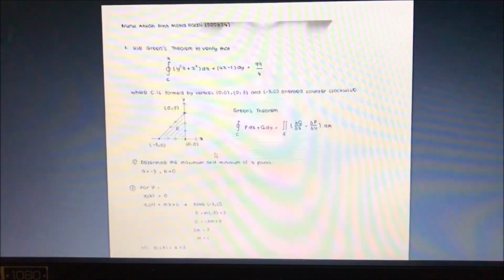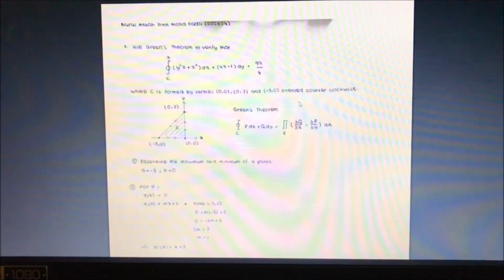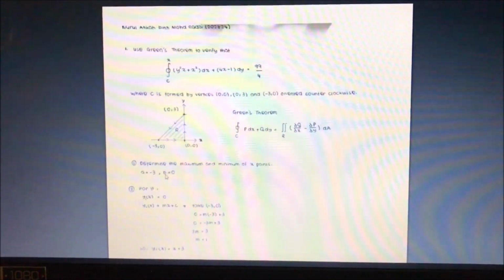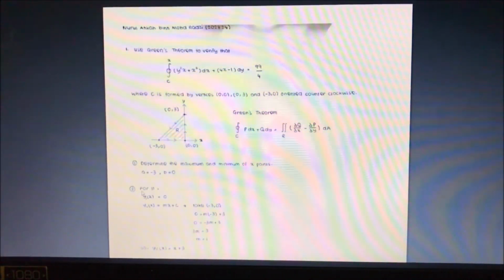Before that, we need to illustrate the region from the given question, and it will be like this. First step, we need to determine the maximum and minimum of the x points. I will denote A as the minimum point and B as the maximum point. A is equal to negative 3 and B is equal to 0.